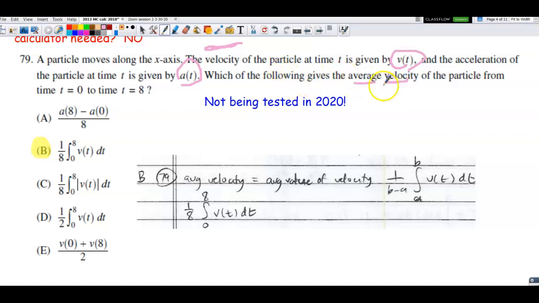If you're in my class, you know that we like to insert the word average value of velocity. So that gives away what we're actually supposed to be doing here. So average velocity, as I just said, is average value of velocity. So we're going to take our average value formula, 1 over b minus a from a to b of v of t dt. So in this case, that would be 1 over b minus a would be 1/8. Low bound is 0. High bound is 8. V of t dt. And that's the expression for the average value of the velocity.